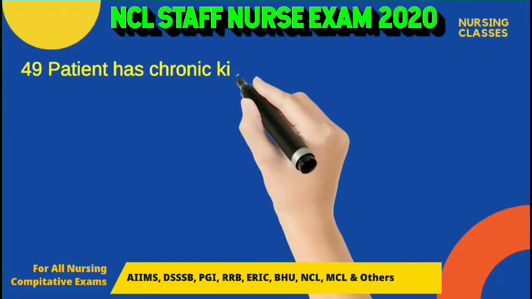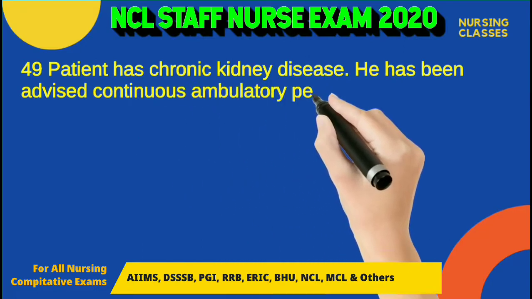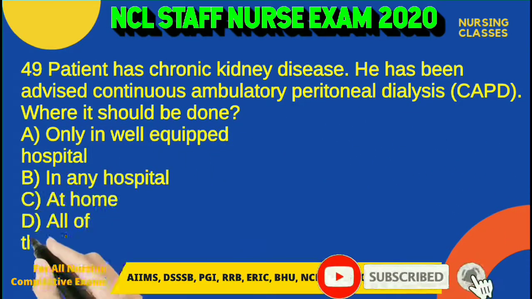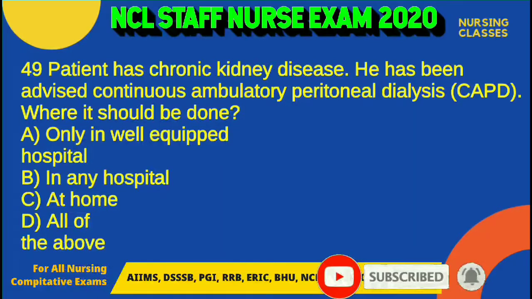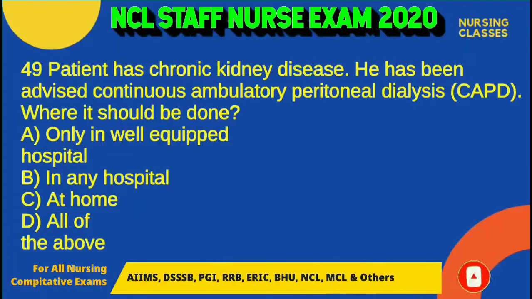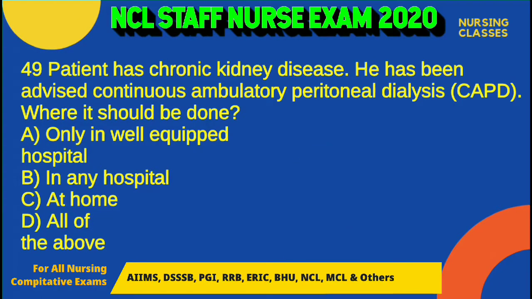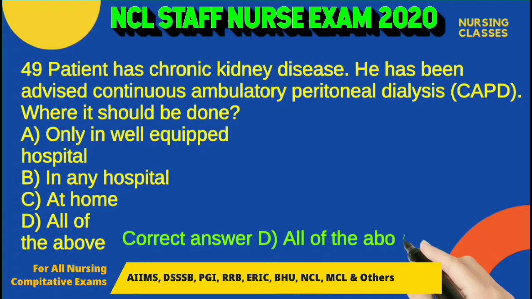49. Patient has chronic kidney disease. He has been advised continuous ambulatory peritoneal dialysis, CAPD. Where should it be done? A. Only in a well-equipped hospital. B. In any hospital. C. At home. D. All of the above. Correct answer D. All of the above.